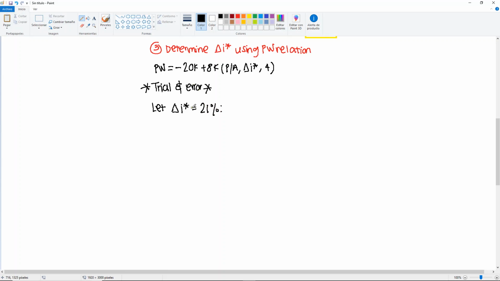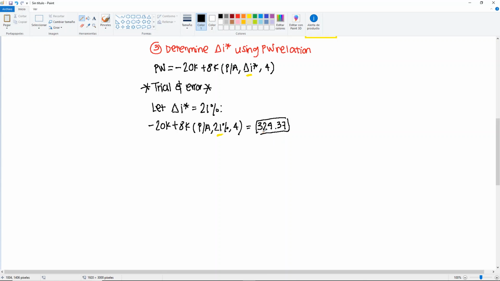Okay, so you're going to input this into your equation. So now the equation is going to look like this: minus 20,000 plus 8,000, find P given A at 21% for 4 years. So this right here is the only thing that changes in your equation. Okay, so you're going to go to the table and you're going to solve this. Go to the factor table for 21%, find P given A for N equals 4, and you will find the following value. It's going to be 324.37.